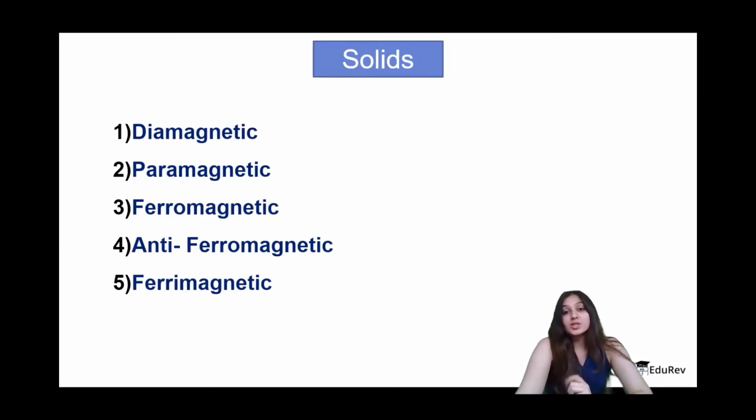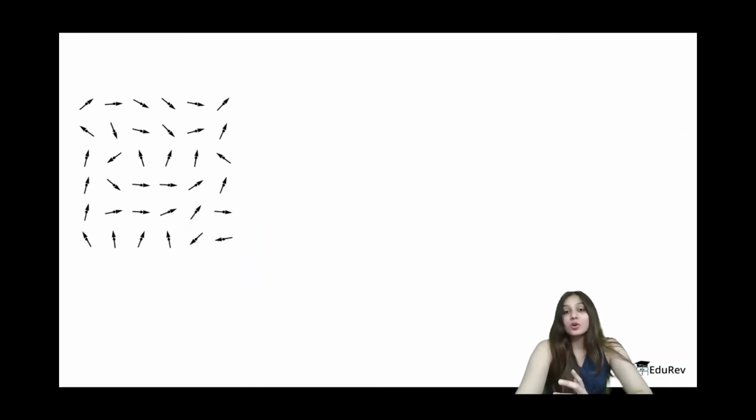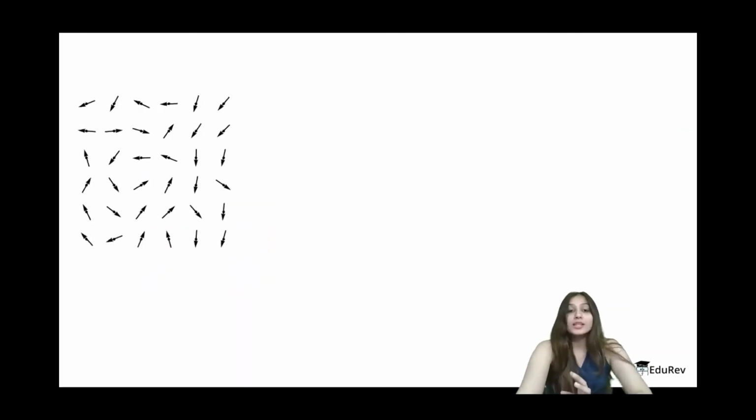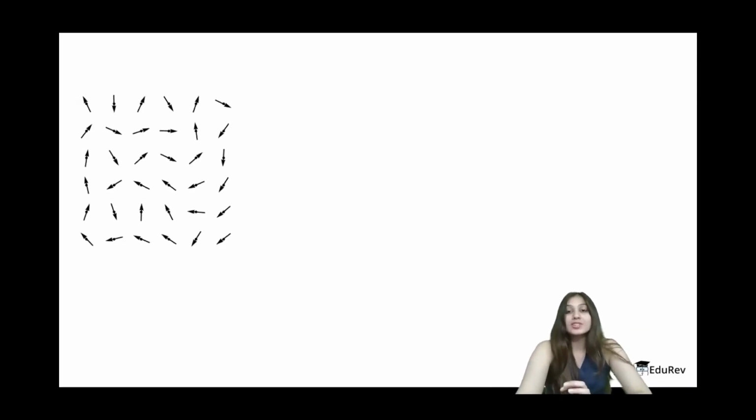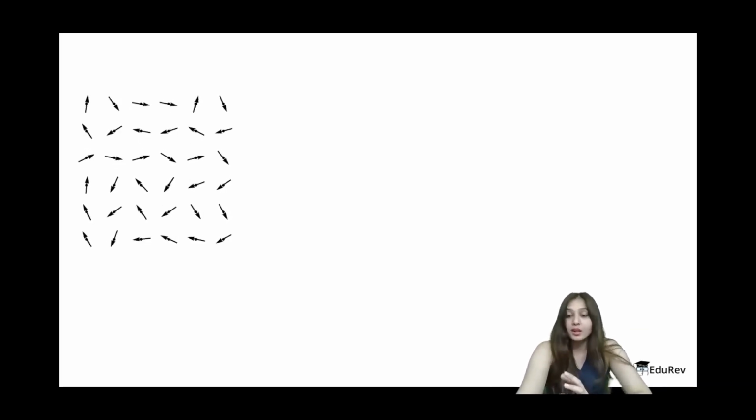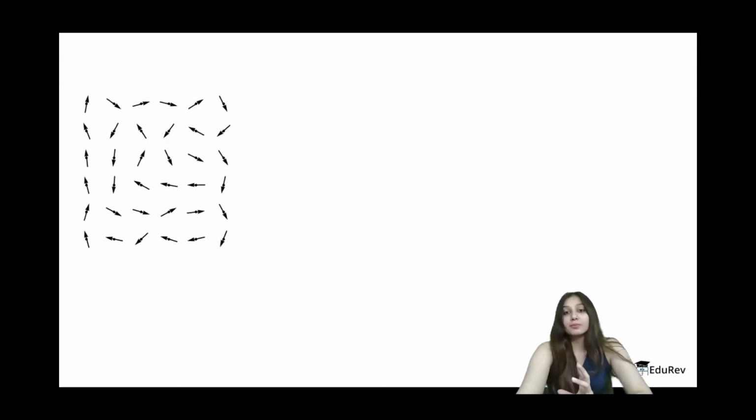Moving on, solids are classified on the basis of this magnetic behavior into these 5 categories. First one is diamagnetic, second one is paramagnetic, then we have ferromagnetic, anti-ferromagnetic and ferrimagnetic. We'll discuss one by one what these are and how we classify solids into these categories. Let's begin. As I already said, electrons behave like magnets. These magnetic moments of electrons are arranged randomly inside a solid, and the behavior of these magnetic moments when a magnetic field is applied will tell us which category they belong to.